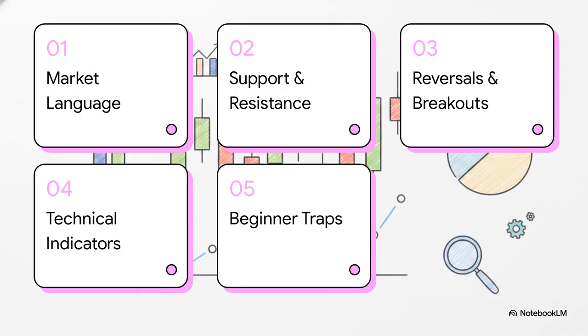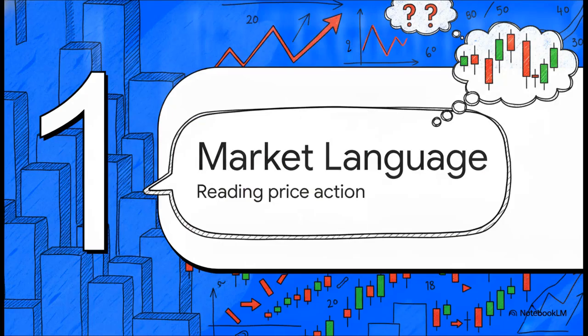Okay, here's our roadmap for today. First, reading the market's language. Second, defining support and resistance. Third, spotting reversals and breakouts. Fourth, navigating with technical indicators. And finally, avoiding common beginner traps. Let's dive in. Step 1.